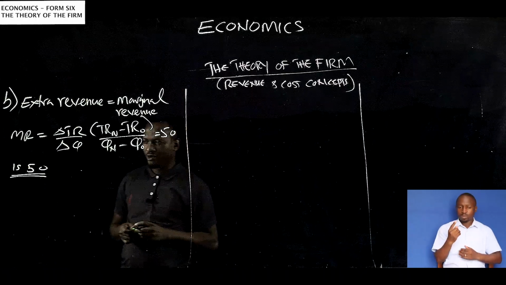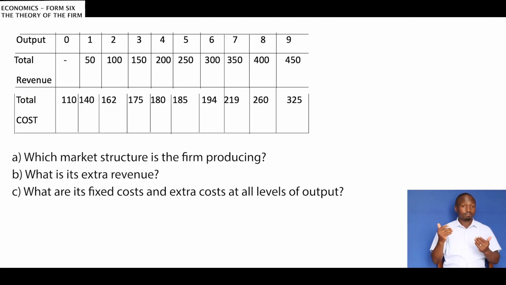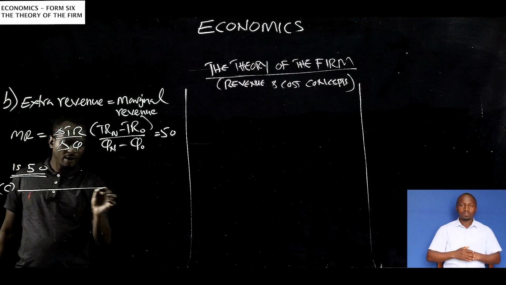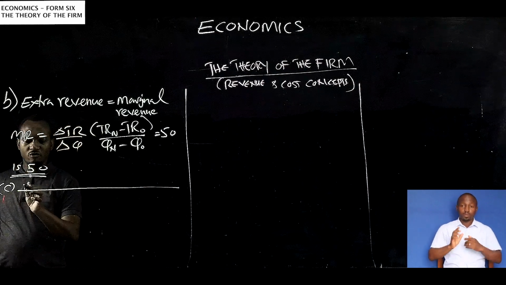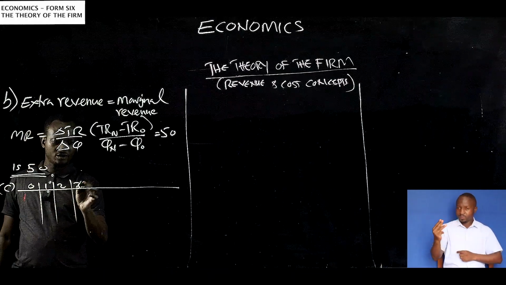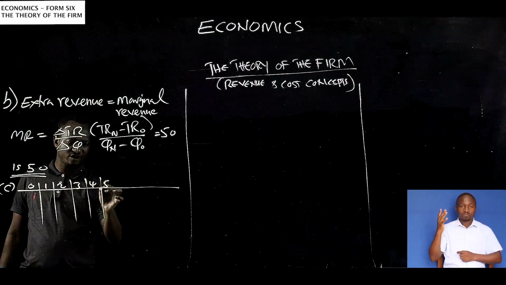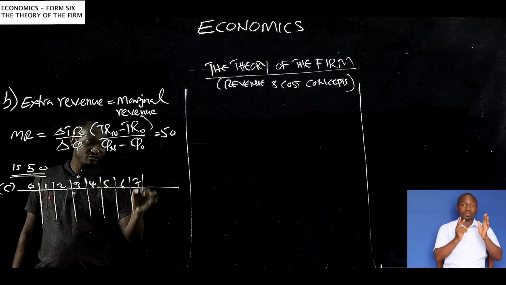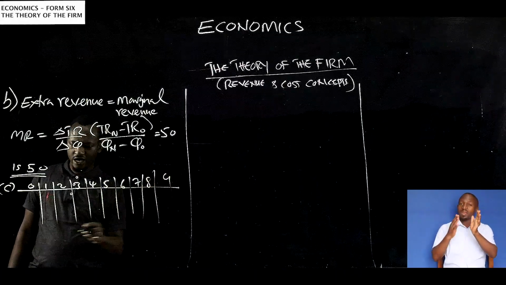Question number 1, part C. What are its fixed costs and extra costs at all levels of output? So here, part C, output is 0, 1, 2, 3, 4, 5, 6, 7, 8, 9.